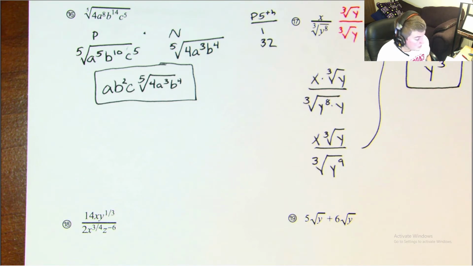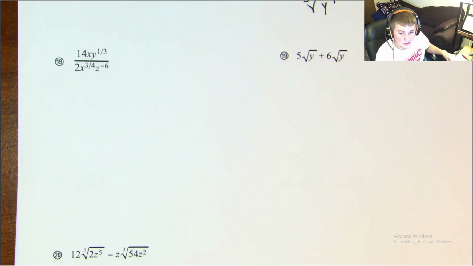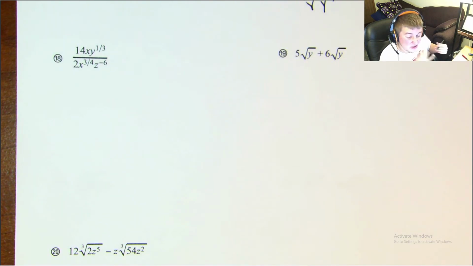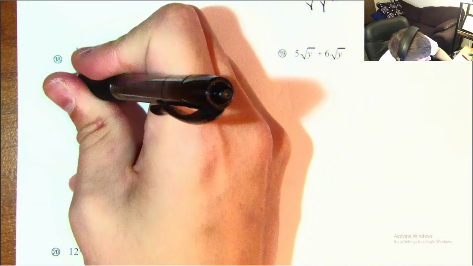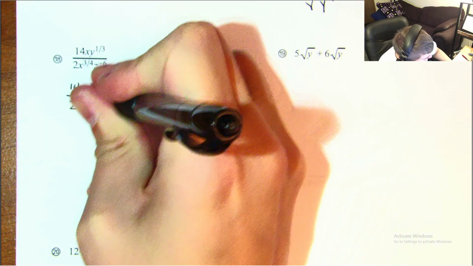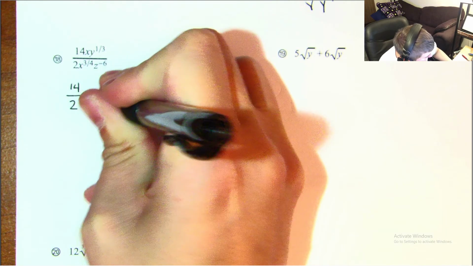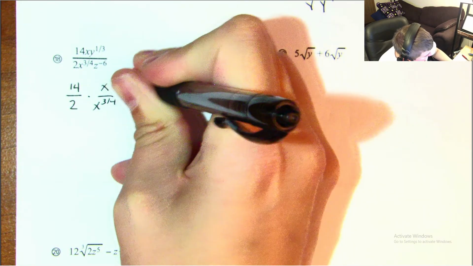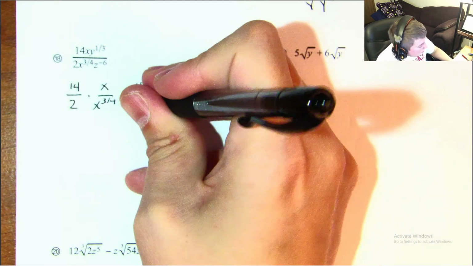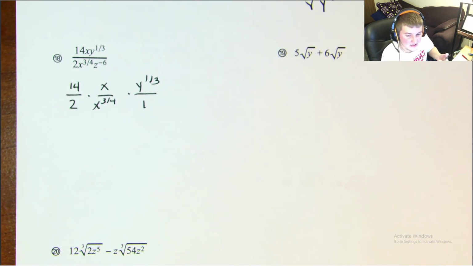Okay, so 18, we have a quotient problem here, meaning that if I have like terms, I can divide the bases. When I have a quotient problem like this with multiple things, I'd like to split it up into the parts that can be simplified. So for example, I'm going to go 14 over 2, x and x to the 3/4, y to the 1/3. And there's nothing that pairs with y, so I'm just going to put a 1, because you can multiply by 1 at any time you want.